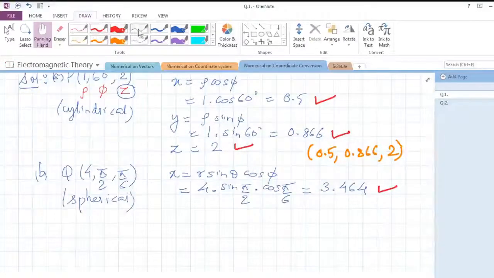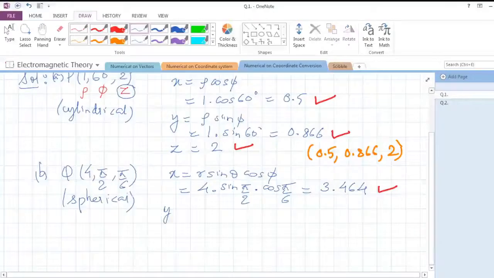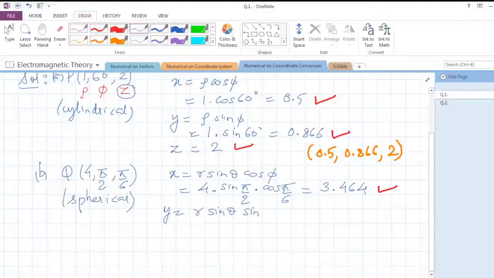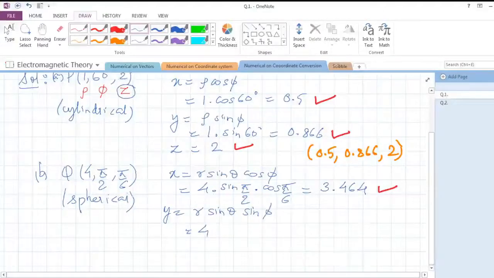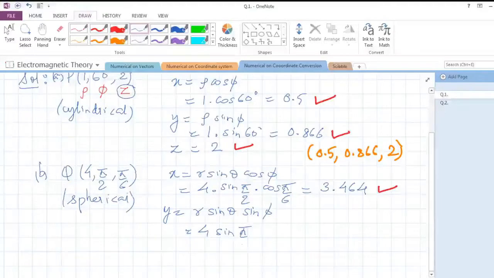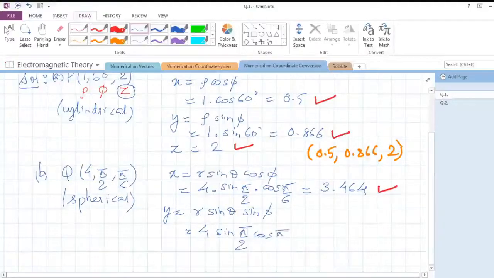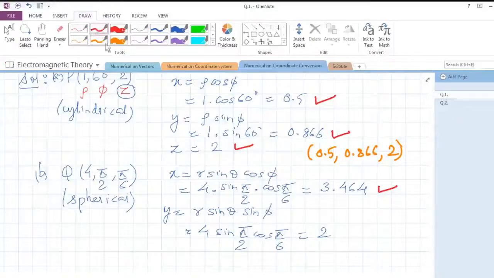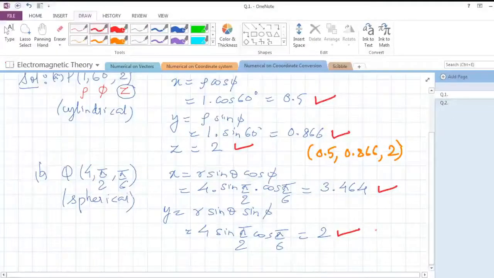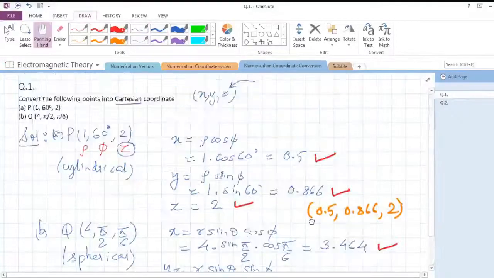Coming to y, the formula for y is r sin theta sin phi. So it is 4 sin pi by 2 sin pi by 6, and the answer for this will be 2. I hope you are sitting with a pen and paper and trying to solve this by yourself. Pause the video, try to solve it yourself. Maybe you will find some of my mistakes. If you find any mistake, please write it in the comment section.